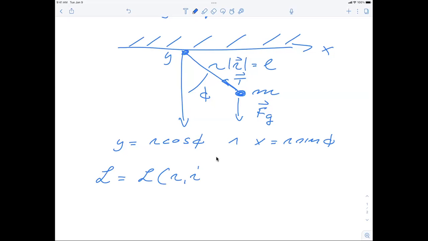And since r is a constant, its derivative as a function of time has to be equal to 0, because it's just a constant. So the length of r doesn't change. This is one of the assumptions behind this model.